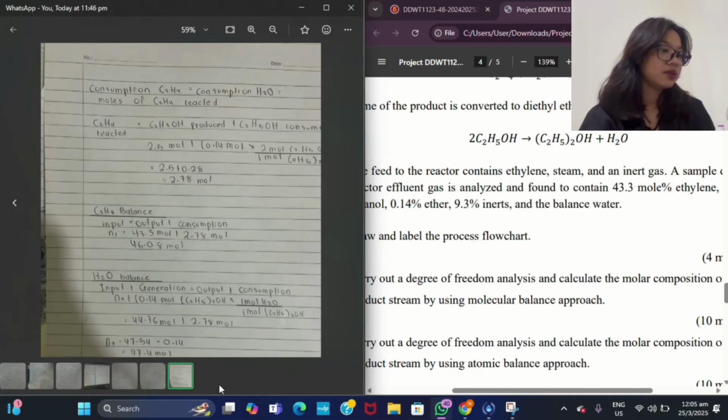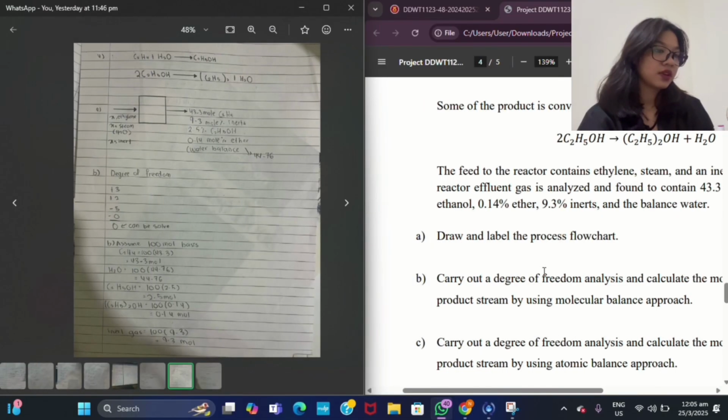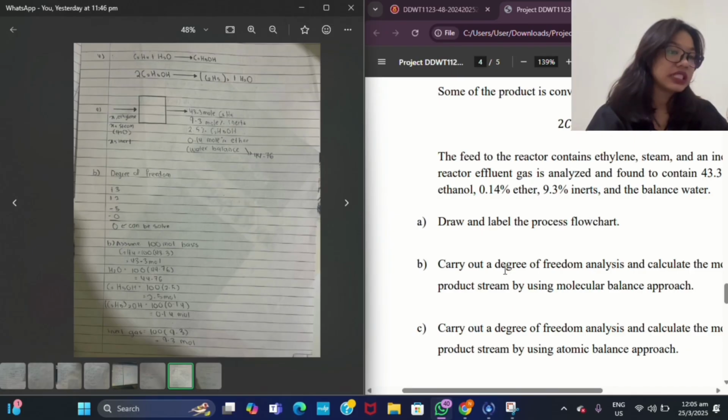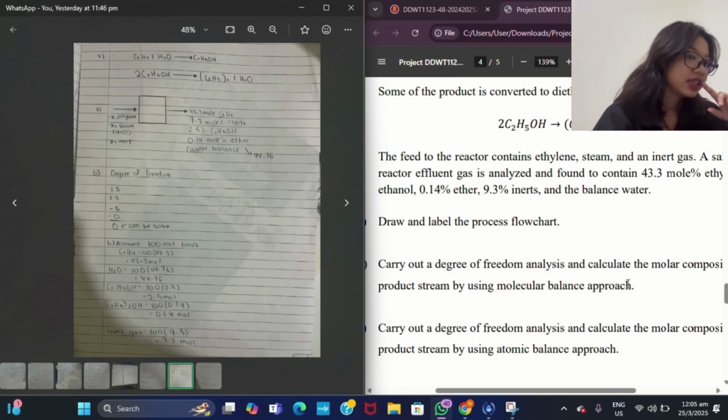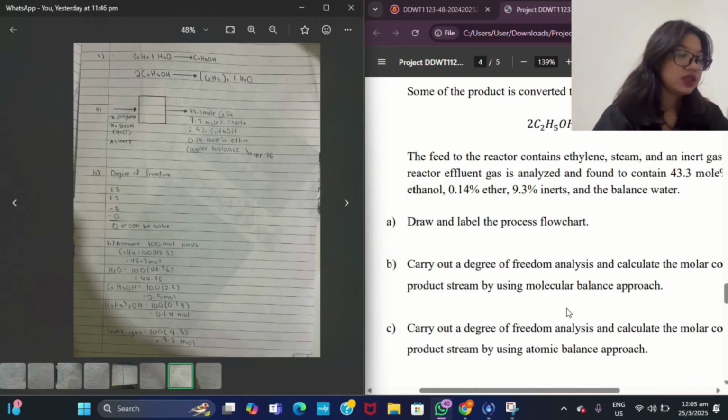I'm going to explain about question B. Question B is asking to carry out the degree of freedom analysis and then calculate the molar composition using the molecular balance.